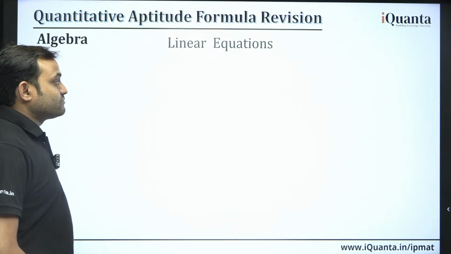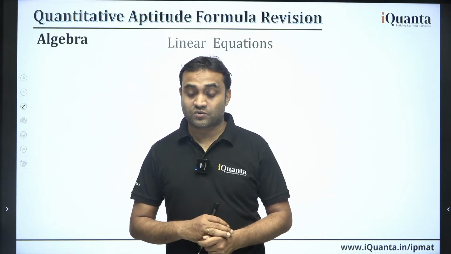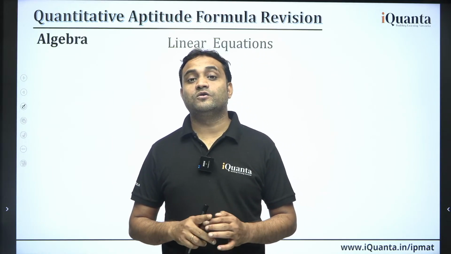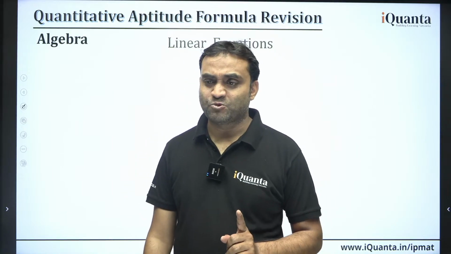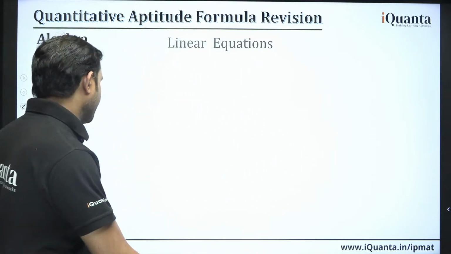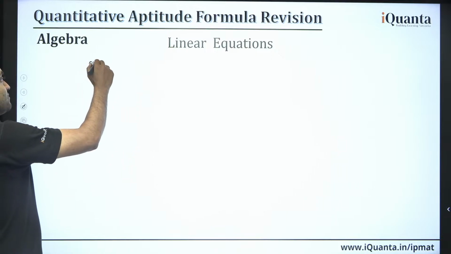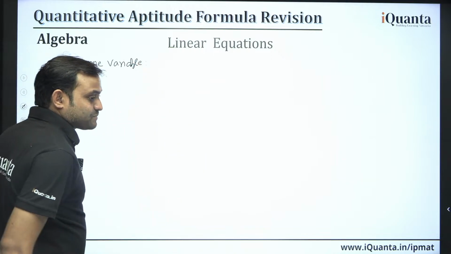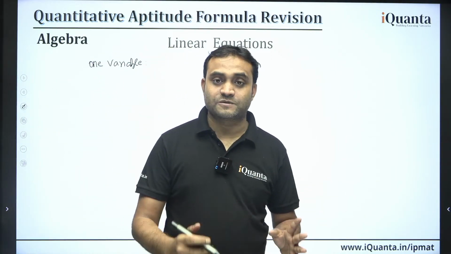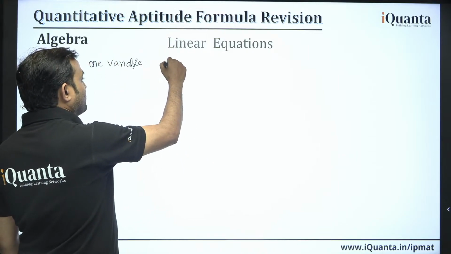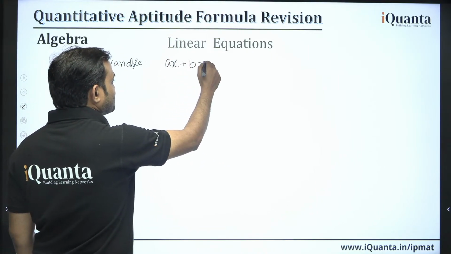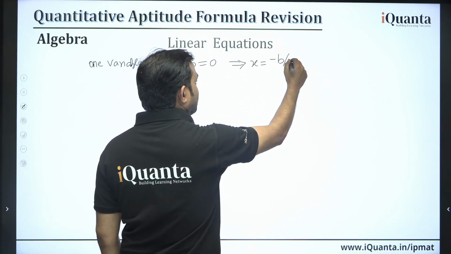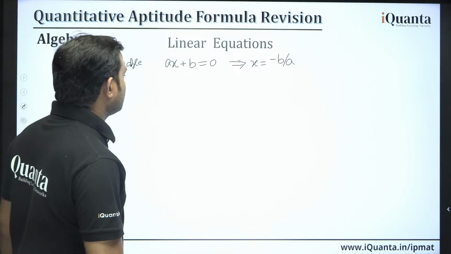Next we come to linear equations. Now in linear equations we need to understand three different kinds of linear equations. One of them is linear equation with one variable. In case of one variable, when we write the given statement into a correct expression, the general form of a one variable equation will be ax plus b is equal to 0, or we can say x is equal to minus b by a. This is how you find the value of the variable here.